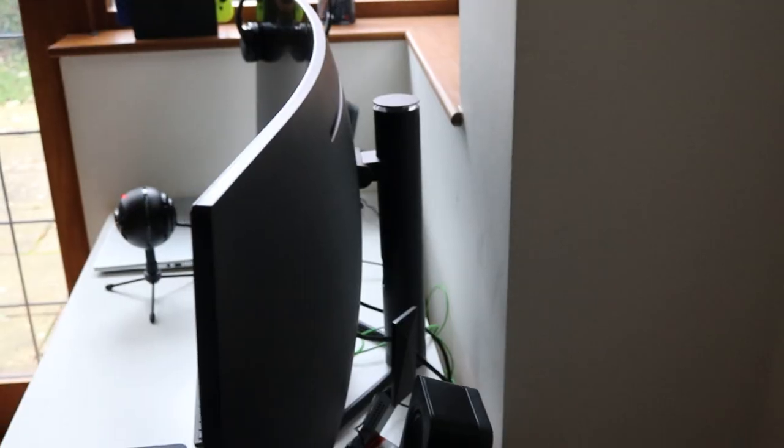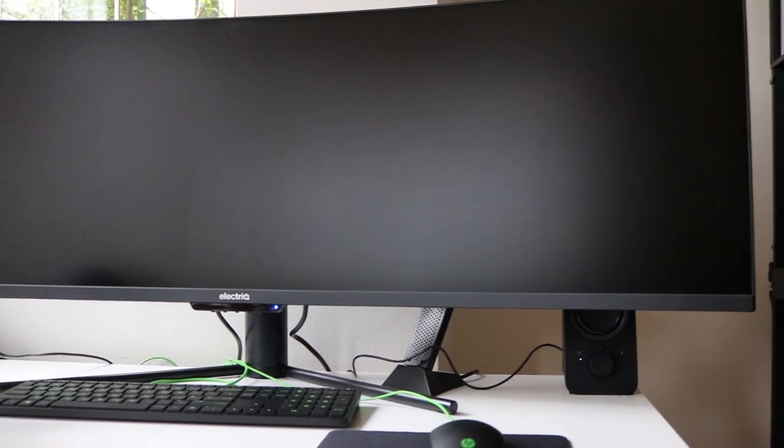Okay, so that covers the software. Now we'll move into the hardware, and we'll start with the elephant in the room, my 49-inch curved monitor by a brand called electriQ, I think it's pronounced. The full name's a bit of a mouthful, so I'll leave it in the description below.